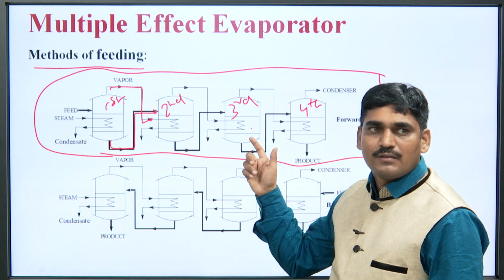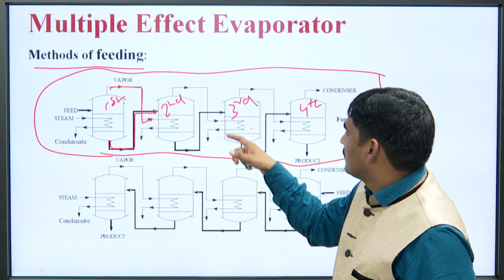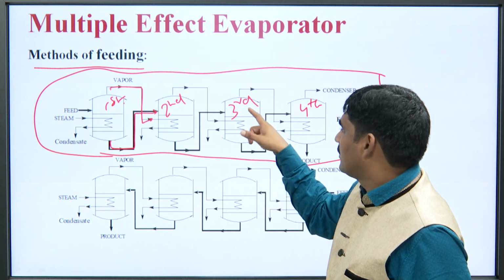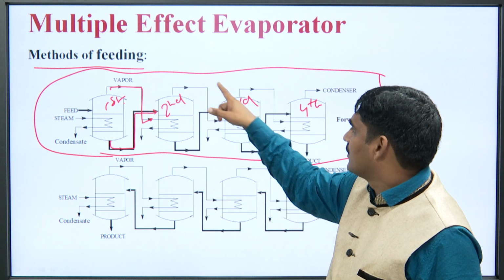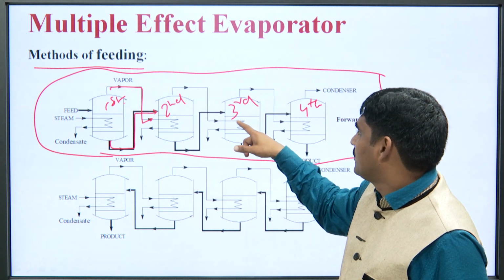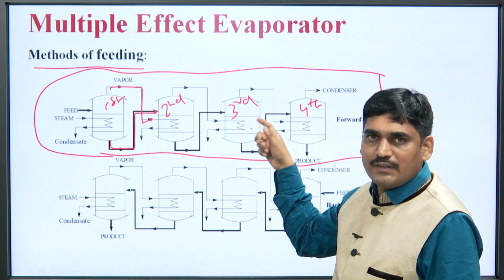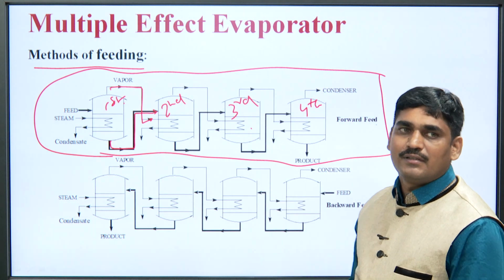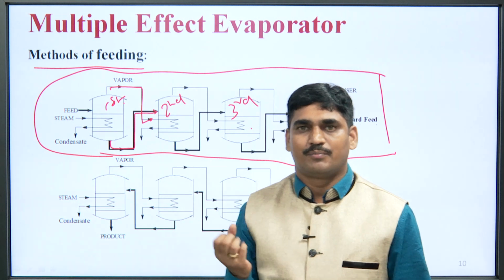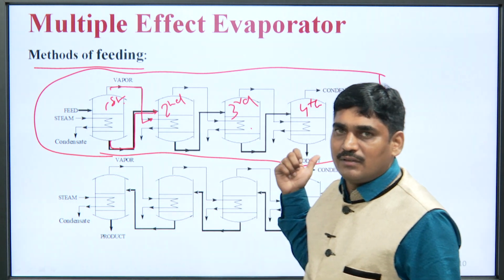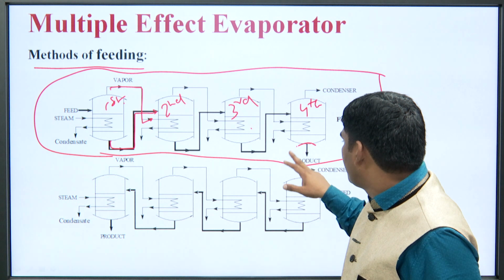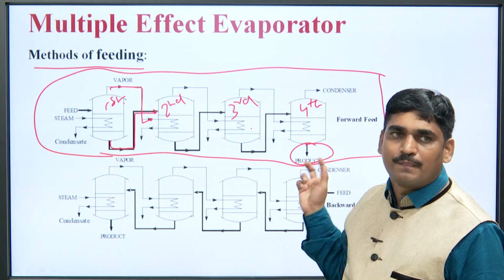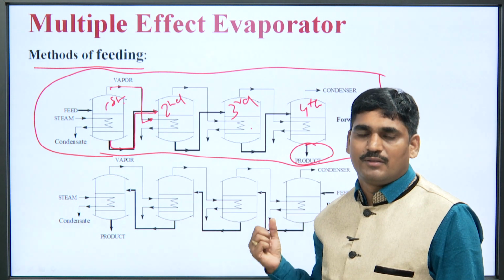Similarly, from second effect the concentrated liquid is transferred to third effect, and vapor is used as a source of heat in third effect. Similarly, it happens in the fourth effect also. Finally, the product is collected from the fourth evaporator, that is the more concentrated product.